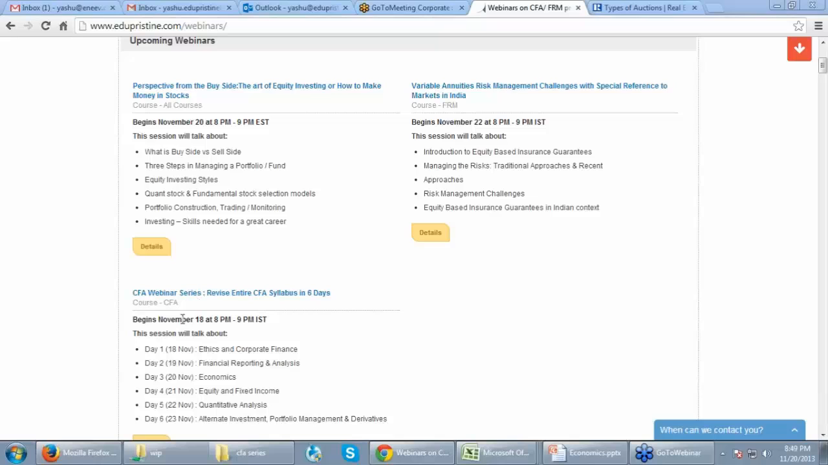Deadweight loss is nothing but the difference between the optimal output and the revised output at which the economy is functioning, and that revised output is because of some external factors. They could be either subsidy burdens, taxes, or something like price ceilings or price floors, which might be imposed by the government.